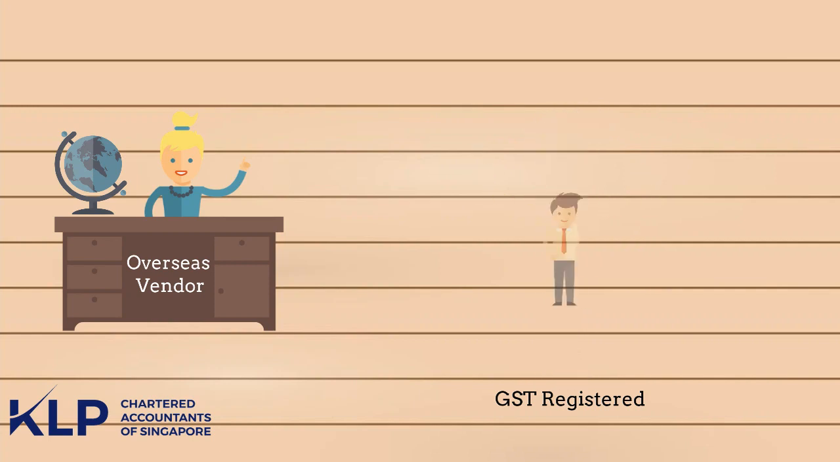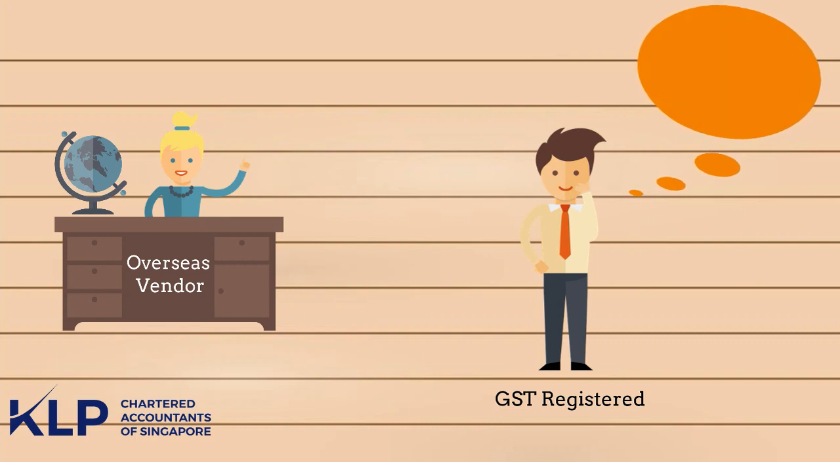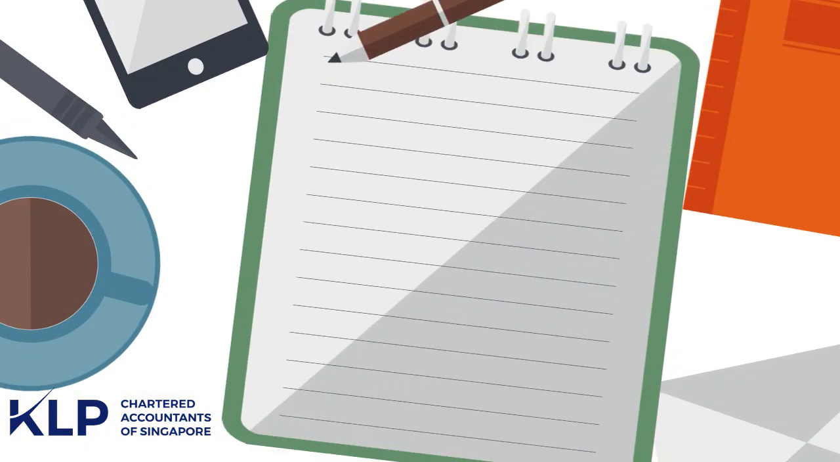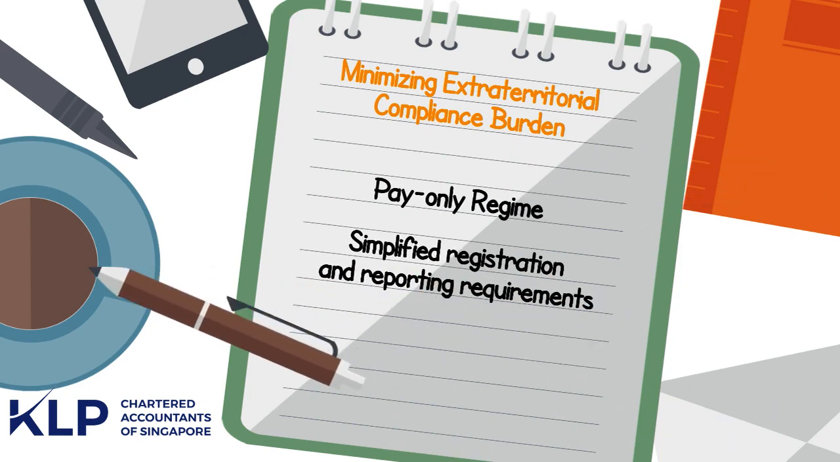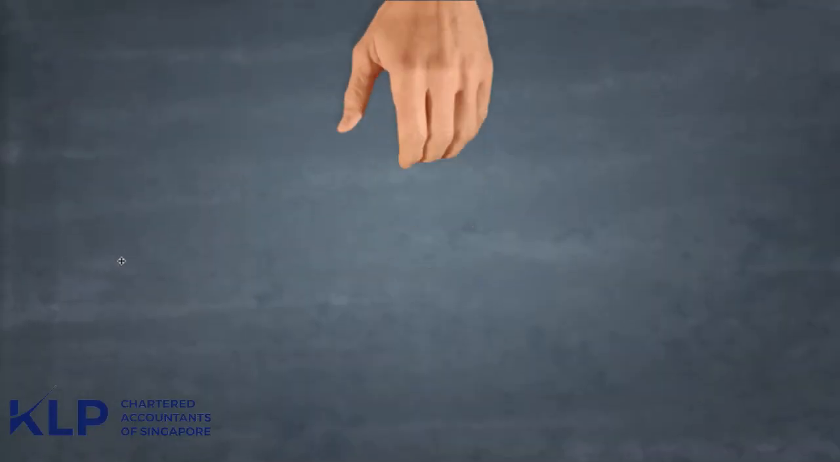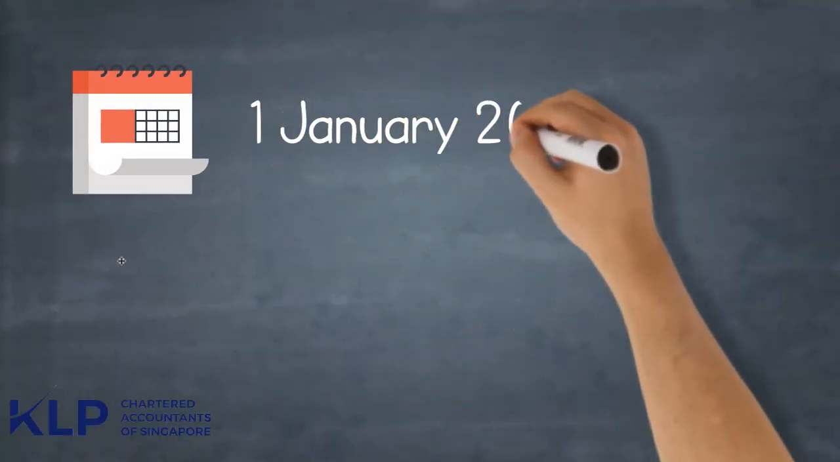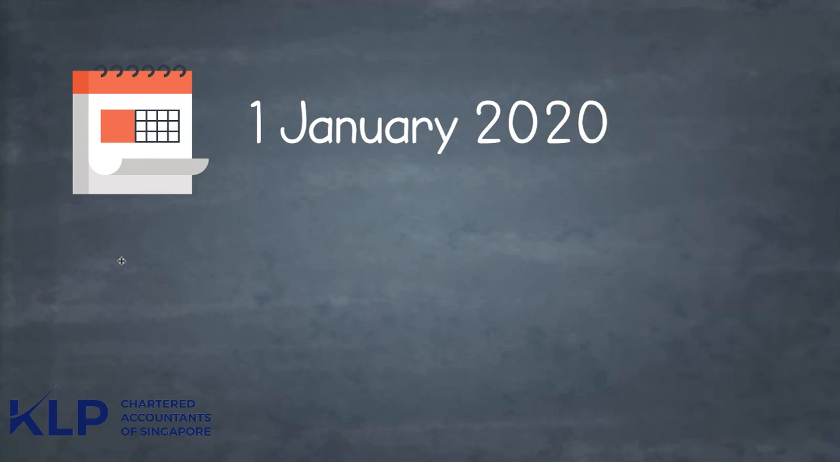In the event where GST is wrongly charged to a GST-registered customer, the customer should contact the overseas vendor to obtain a refund instead of making an input tax claim on the purchase. The overseas suppliers and overseas electronic marketplace operators will be registered under a pay-only regime with simplified registration and reporting requirements. This regime and the appropriate rulings will take place from 1st January 2020.